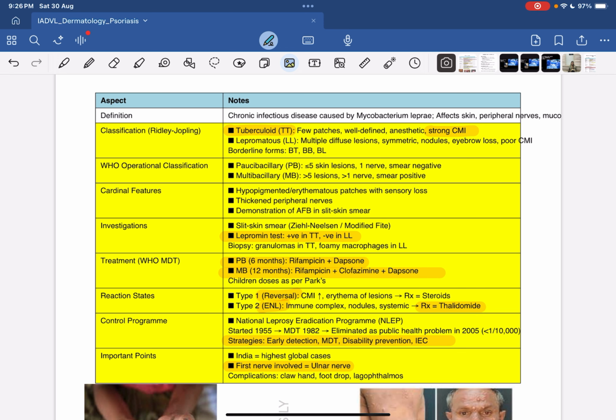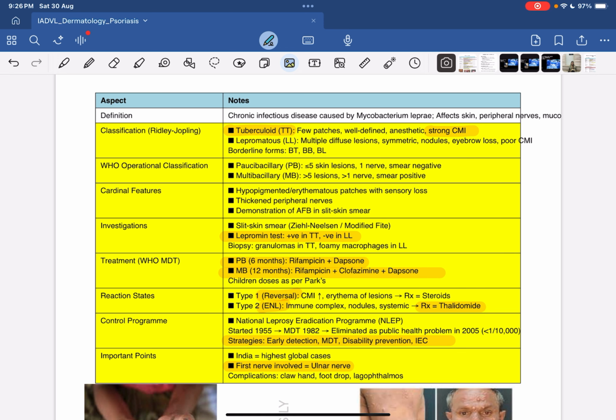Okay, tuberculoid leprosy, remember, there will be few patches, they are well defined, anesthetic, and there is strong cell mediated immunity in tuberculoid. In lepromatous leprosy, multiple diffuse lesions will be seen, they will be symmetric, nodules will be there, eyebrow loss will be there, and there will be poor cell mediated immunity in lepromatous leprosy.